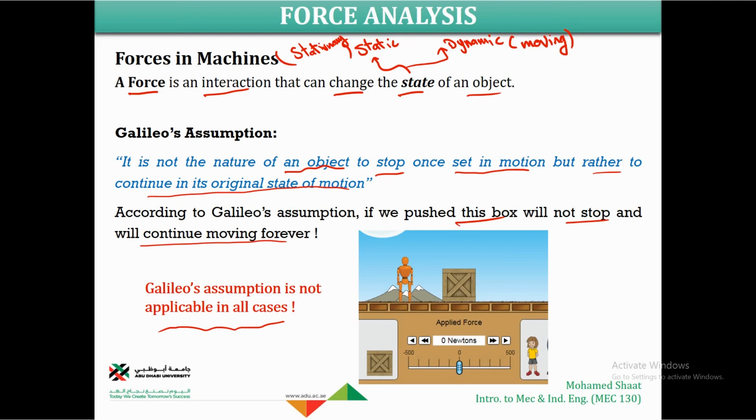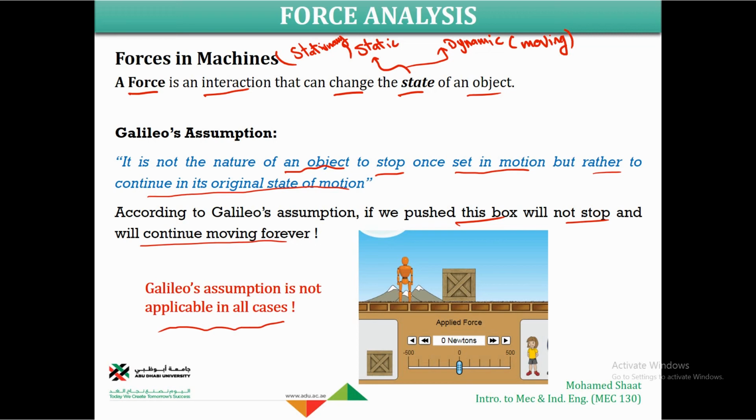So if this box continues moving the same way as it started, it means that the net force acting on the box should be zero. And this is happening in case this box is moving on a very smooth surface. There is no friction, there is no air resistance, there is nobody who's going to stop the box. It means that there are no forces at all that would act on this box to stop it. So this box will continue moving forever.